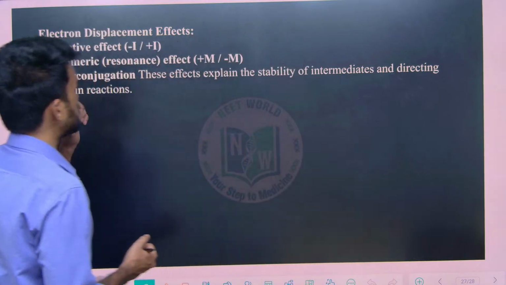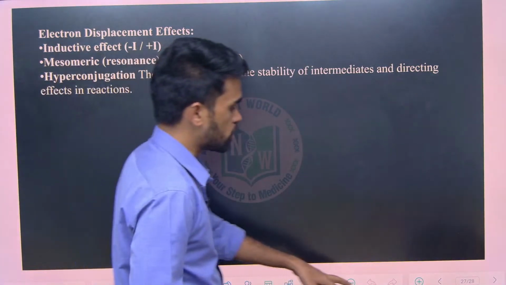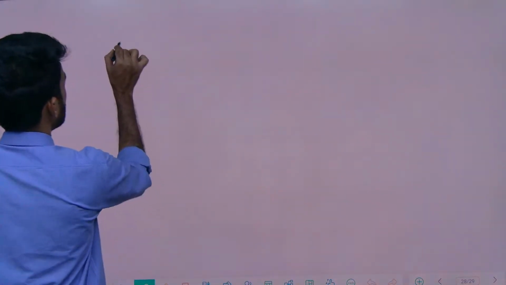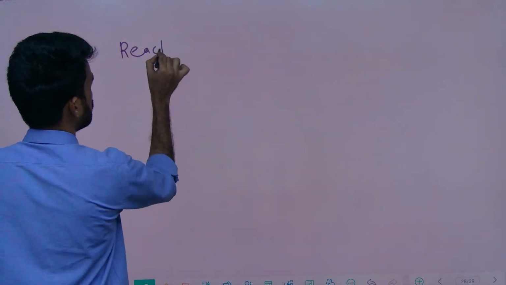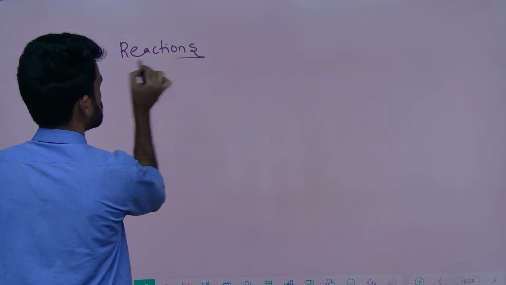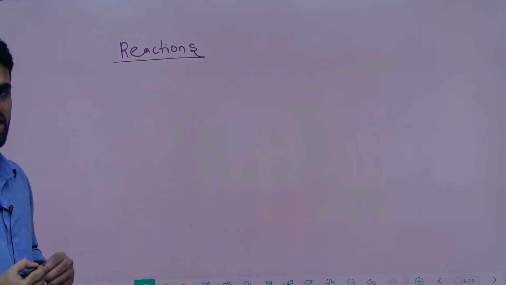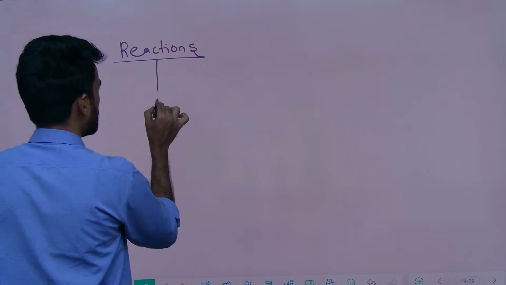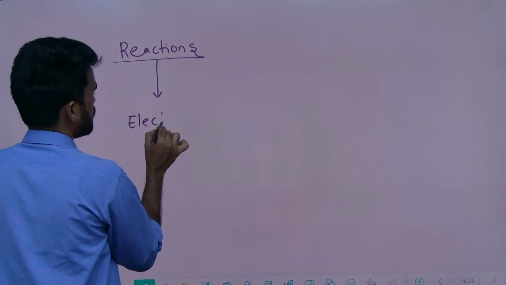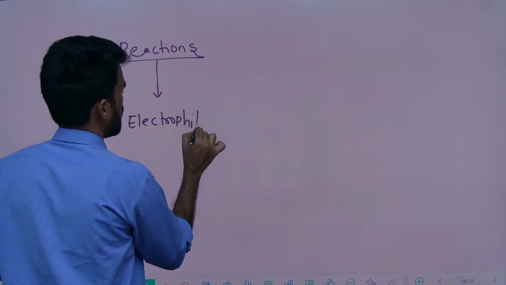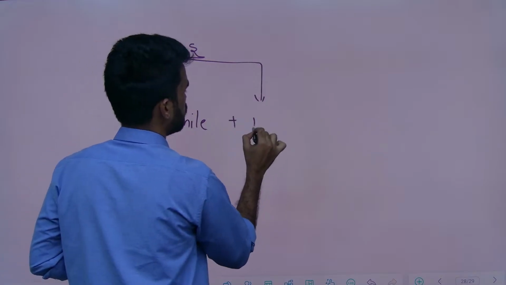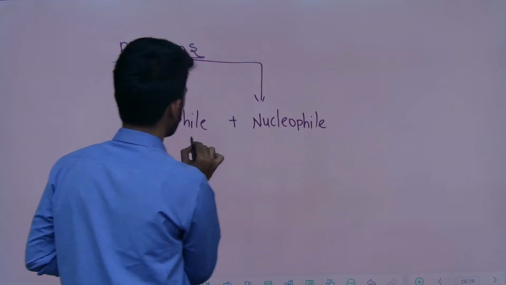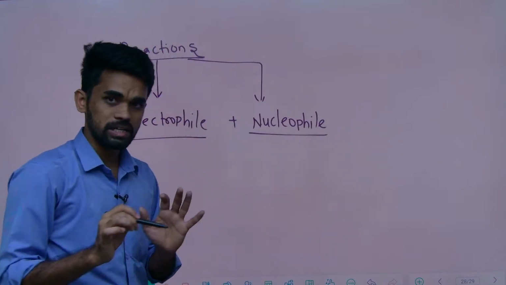Now the next thing is how can we understand organic reactions? Very simple, I will tell you, just follow this. During an organic reaction, there are two things. One is called the electrophile. The other one is called the nucleophile. What are the two things we have during a chemical reaction? One is the electrophile, the other is the nucleophile. I will tell you about them.